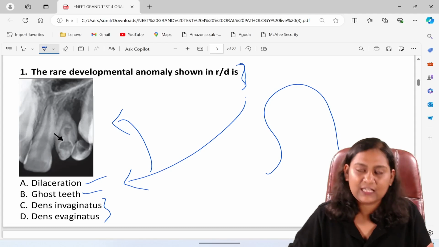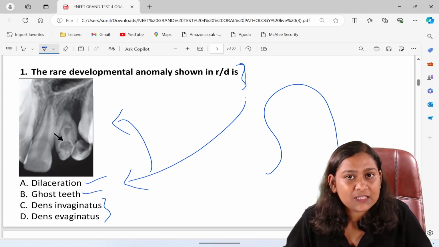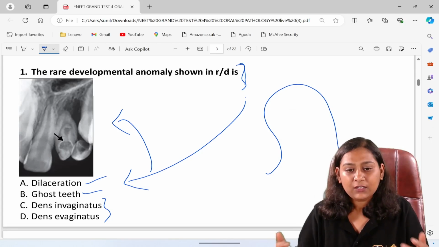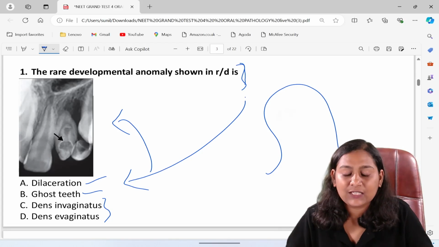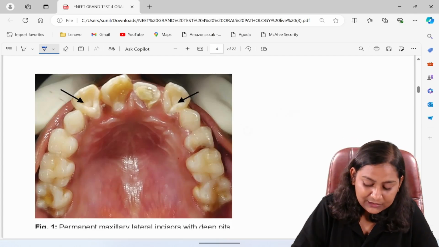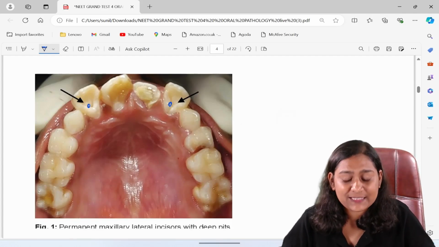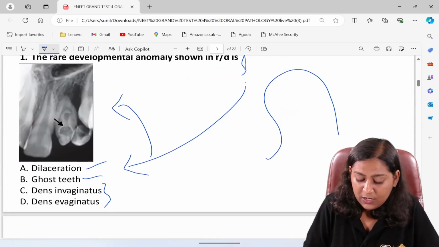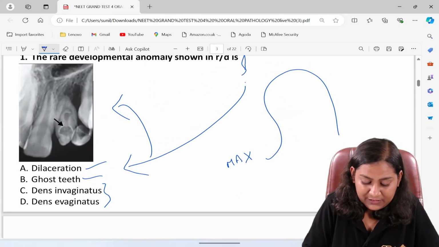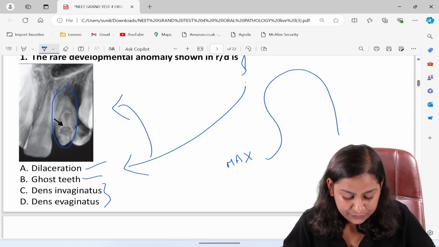Now coming to dens invaginatus and dens evaginatus. As we have already discussed in our live session, what is dens invaginatus? I'll show you the clinical image. It is seen as a deep pit. And which is the most common tooth involved with dens invaginatus? Very important MCQ: it is the maxillary lateral incisor. As we can see in this image, it is the maxillary lateral incisor.